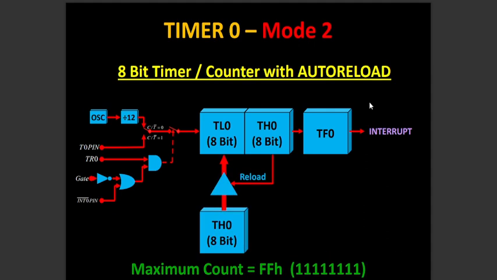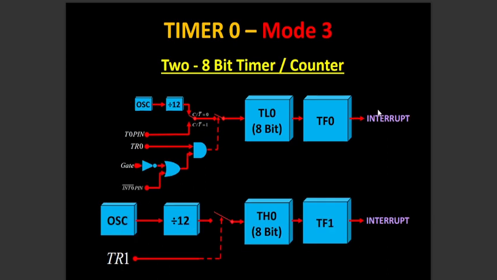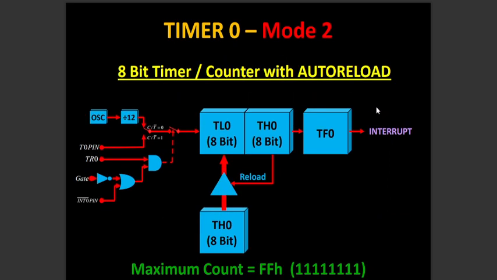Coming to mode 2. In mode 2, the operation is an 8-bit auto-reload timer or counter. In the following diagram, we are using mode 2 for timer 1. In this case, for every event in counter operation or machine cycle in timer operation, the TL1 register will be incremented by 1. When it overflows from FFH to 00H, the TF1 bit of TCON will be high. Also, TL1 will be reloaded with the content of TH1 and starts the operation again.